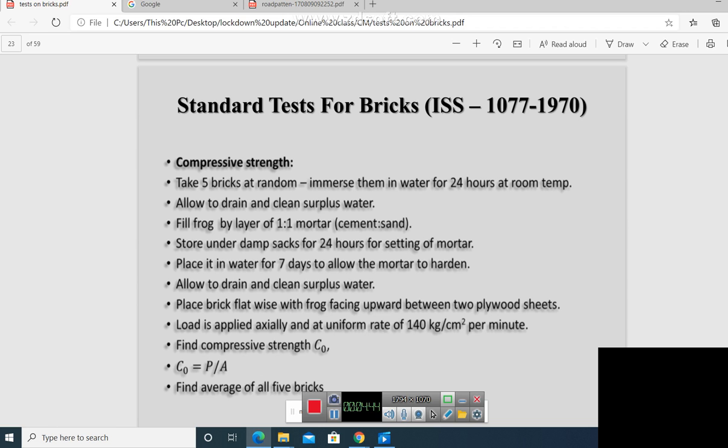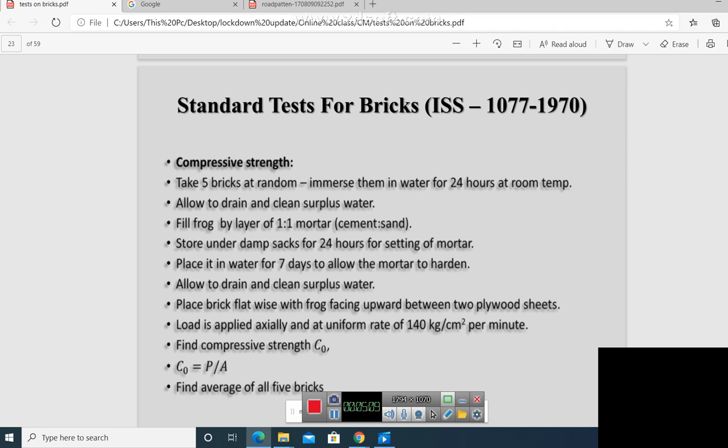Then the frog of the brick, you know what is meant by frog? Yes, on the surface there will be a depression. That frog is filled by 1:1 mortar. You are preparing a cement sand mortar in the ratio 1:1 and that mortar is filled in the frog. Then for 24 hours, you are storing it under damp sack for the setting of mortar.